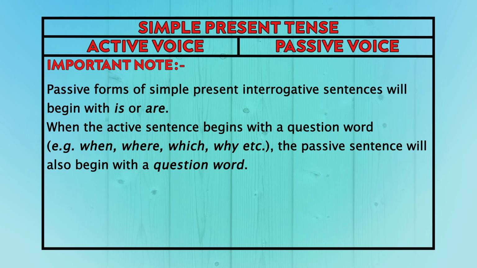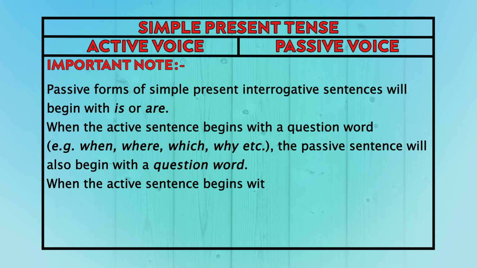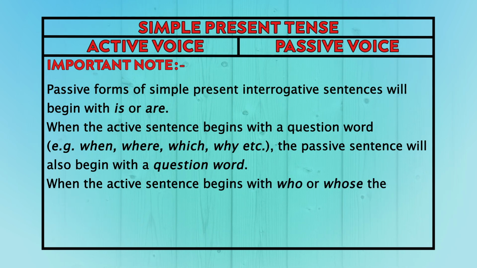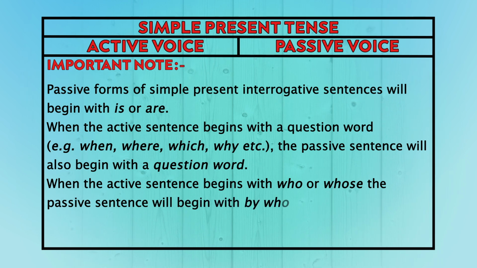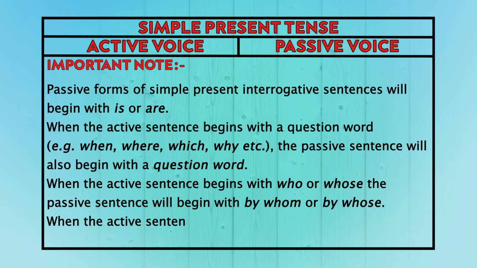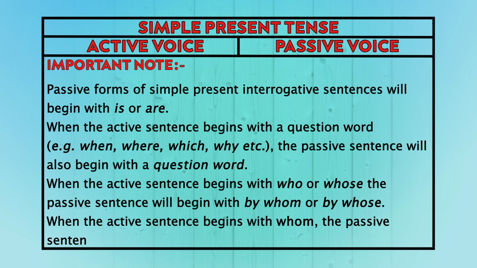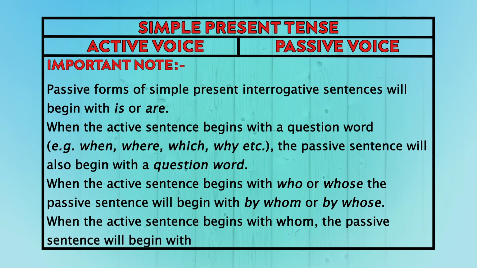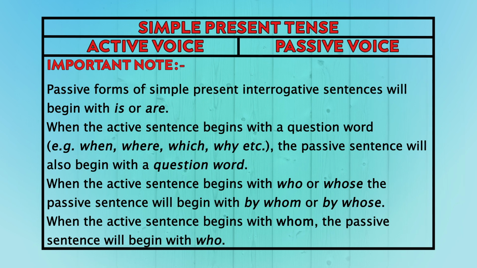Okay? Now, when the active sentence begins with who or whose, the passive will begin with by whom or by whose. When the active sentence begins with whom, the passive sentence will begin with who. So kindly note, this is a very important rule for you when you change interrogative sentences from active to passive.